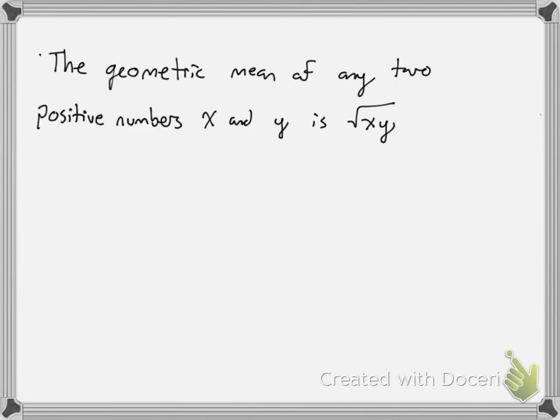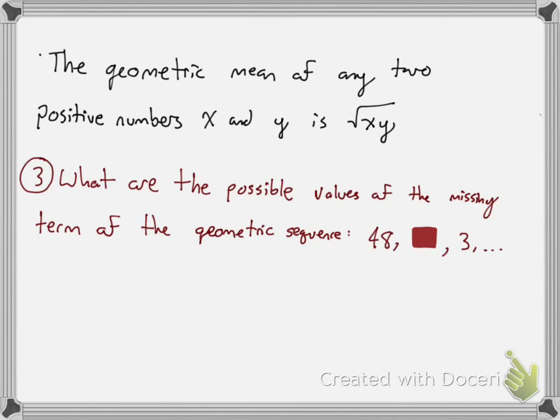Kind of the last main topic we're going to go over here is the geometric mean. So the geometric mean of any two positive numbers x and y is the square root of x times y. So kind of similar to the arithmetic mean where I added two numbers and divided them to find the middle number between them. Here for a geometric mean, for a geometric sequence, I multiply the two numbers together and take the square root. And this only works with two positive numbers because I can't take the square root of a negative number. So what are the possible values of the missing term of the geometric sequence 48, blank, 3?